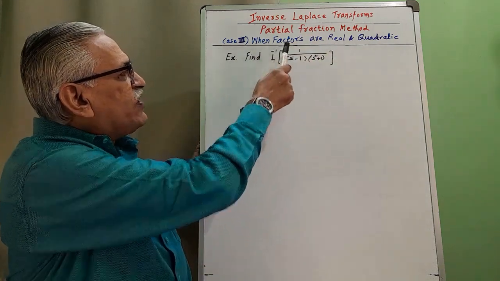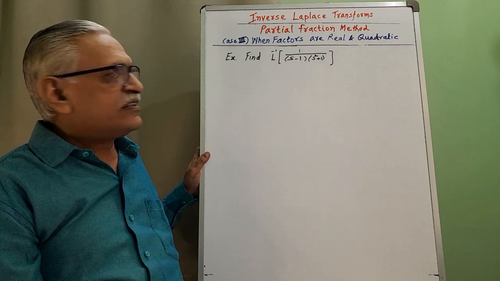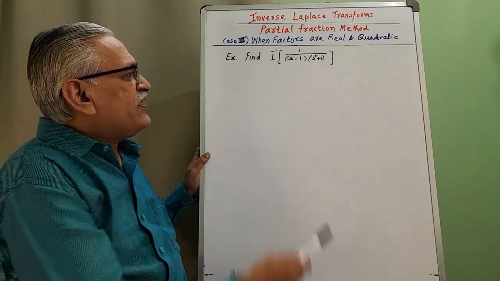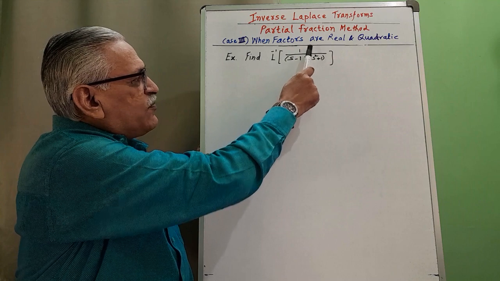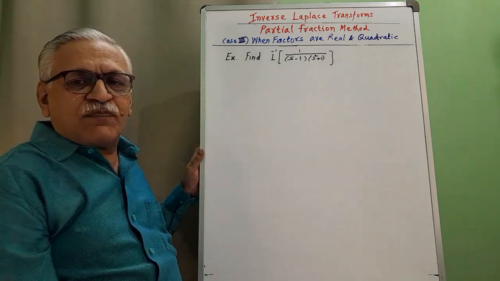Case number 3, when factors are real and quadratic. Let us solve the problem. Find the inverse Laplace of 1 upon (s minus 1) into (s square plus 1).